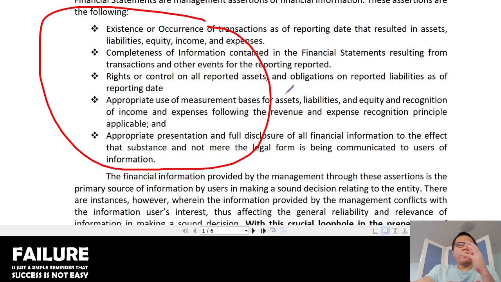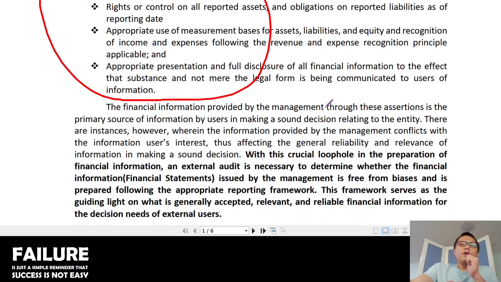Kailangan natin ng third party. And that third party should be independent from the users of information, and it should be primarily independent from the management. Okay? Third independent third party, kumbaga, no?